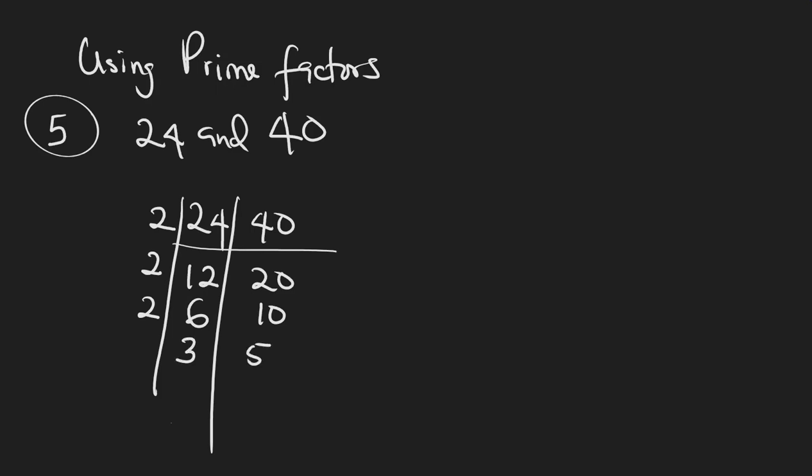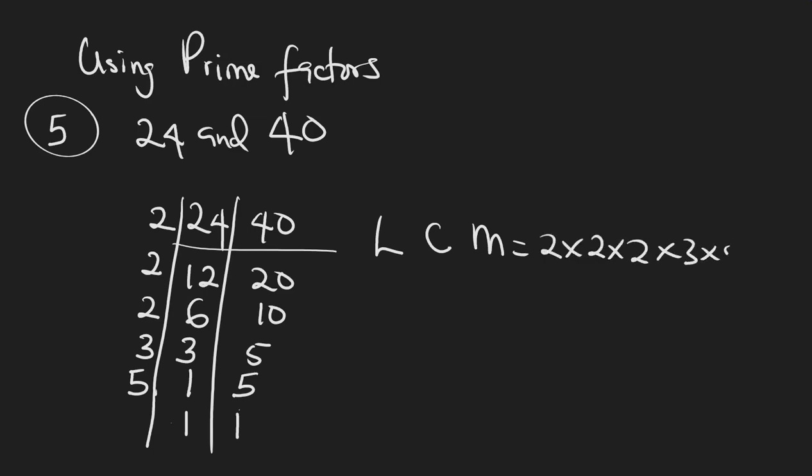Can 2 go? No, 2 cannot go into any of this. Then you try 3. 3 divided by 3 is 1, and 5 divided by 3 is not possible, so you write 5 down. Next one is 5, because 5 divided by 5 is actually 1. So our lowest common multiple will be 2 by 2 by 2 by 3 by 5. So 2 times 2 is 4, times 2 is 8, times 3 is 24, and 24 times 5 is 120. So this is our lowest common multiple.